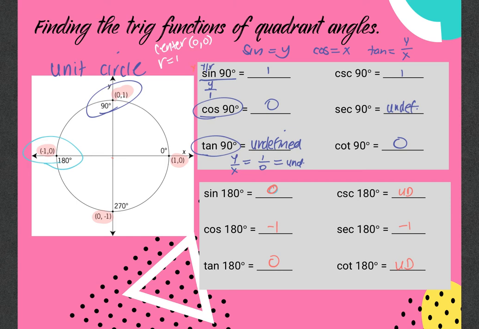Questions? Easy stuff, right? You just got to know the location and the coordinate point, and then the rest you should be able to do. So we're going to start to do this with a lot more coordinate points. Right now we just start with the quadrantal ones, and then we're going to fill in all the spaces in between.